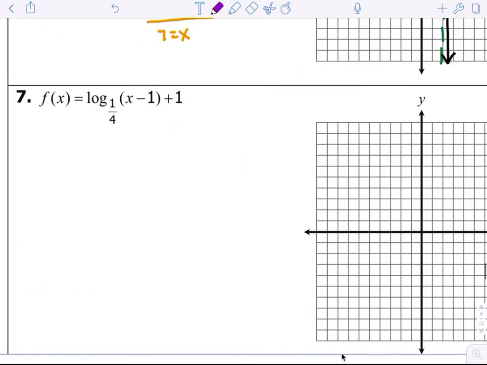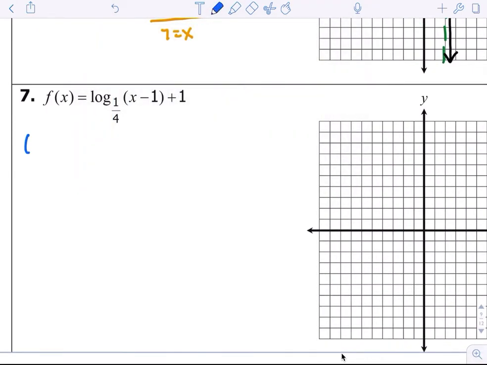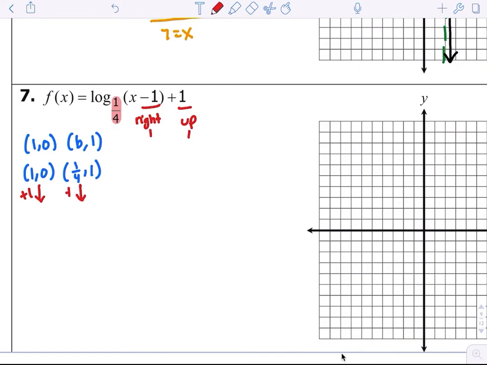Okay, last one. All right, this critical value is (1, 0) and (b, 1). Your guys' b value is right there at 1/4. So (1, 0) and (1/4, 1). All right, now we have to find your transformation. So this tells you right 1, and this tells you up 1. So right 1 means you add 1 to the x coordinates. Up 1 means you add 1 to the y coordinates.